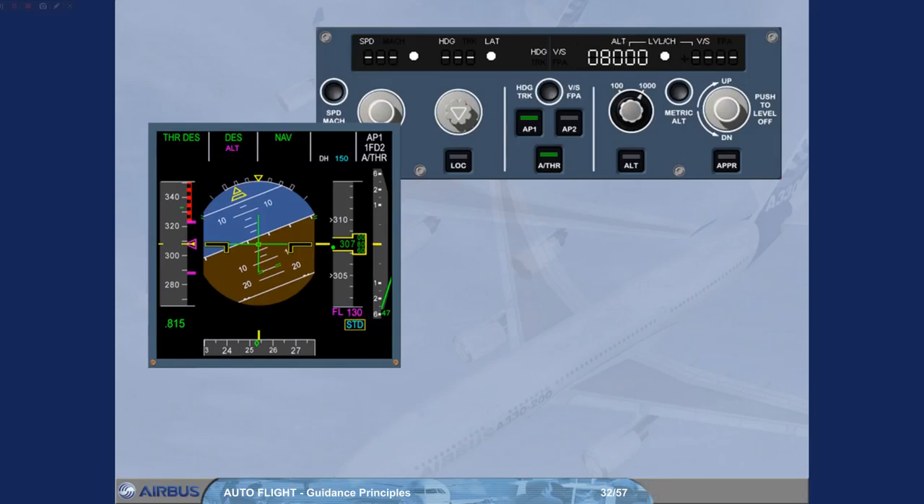If heading or track mode is engaged, navigation managed is lost, and the descent mode reverts to vertical speed or flight path angle mode. The aircraft continues its descent with the same vertical speed or flight path angle towards the FCU selected altitude, disregarding any altitude constraints.